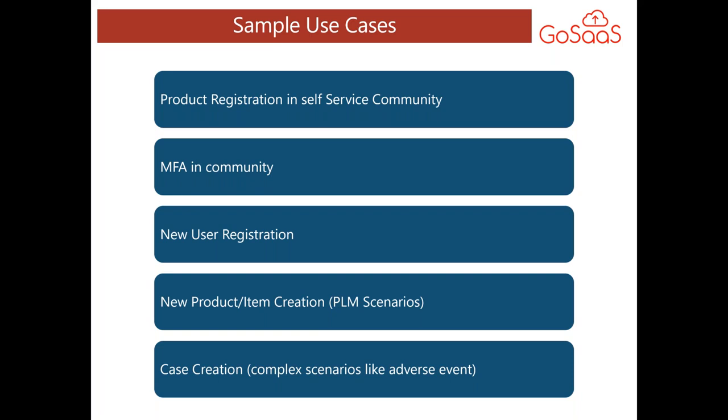Sample use cases. We talked about product registration. Another very common use case is to implement multi-factor authentication in communities. You can use login flows to control the login experience for your users. Let's say if you want to use two-factor authentication by using a one-time token or any other mechanism that you want to use, you will have to use Lightning flows to add it to your Lightning pages, and the system will use those flows automatically.